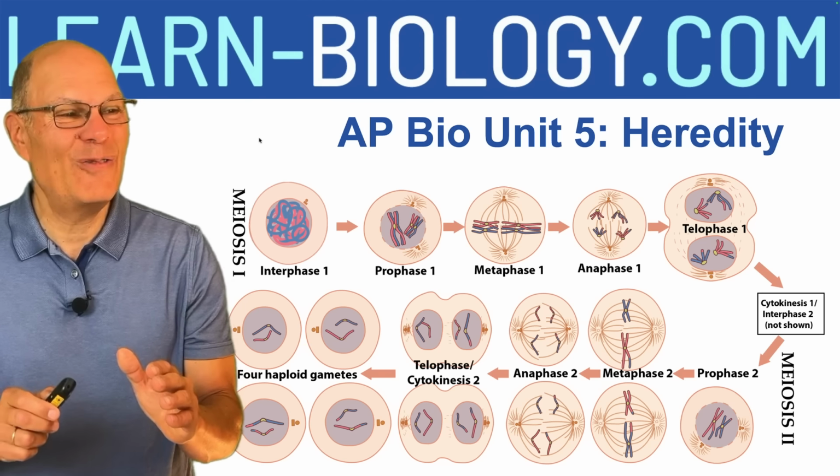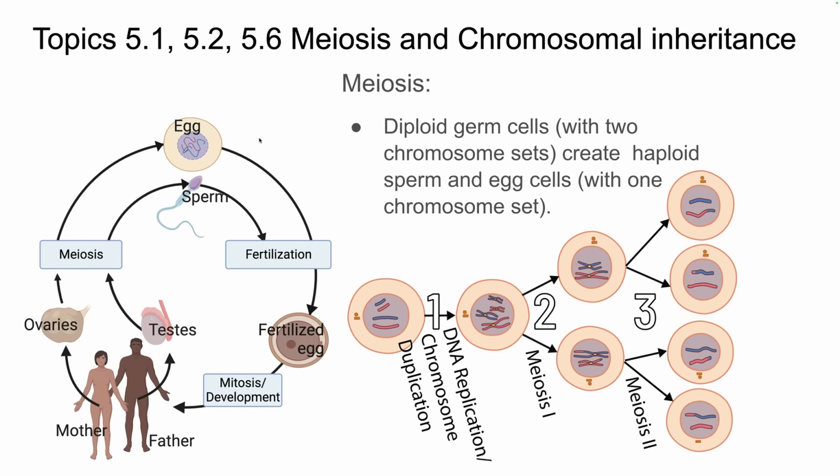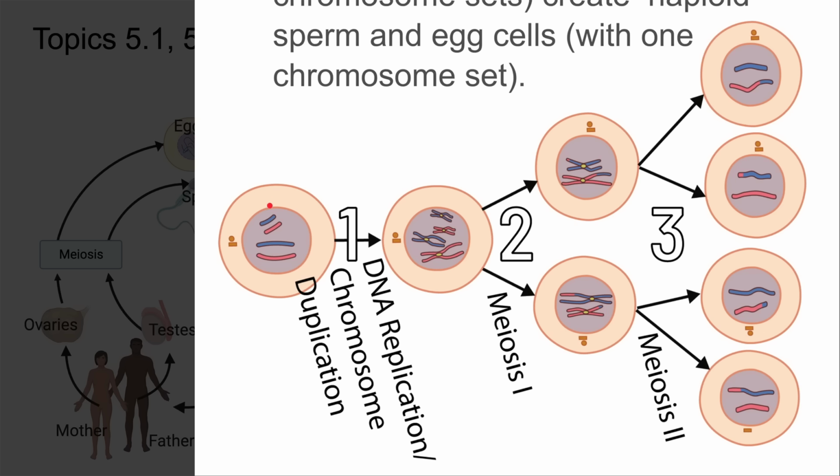AP Bio Unit 5, Heredity. Meiosis: diploid germ cells that would be in the ovaries and the testes create haploid sperm and egg cells with one chromosome set. Meiosis begins with germ cells, again in the testes or the ovaries, that start by replicating their DNA, just like at the start of mitosis. That creates cells that are diploid with doubled chromosomes.